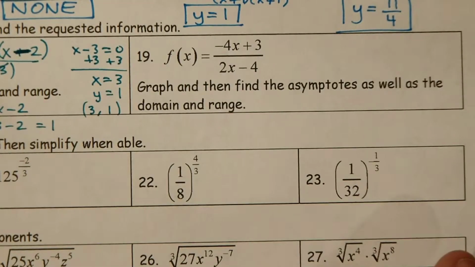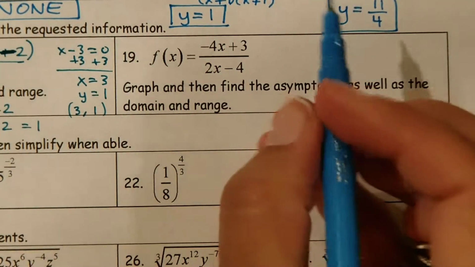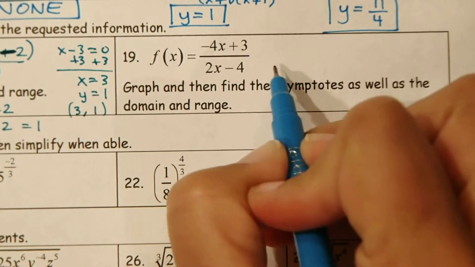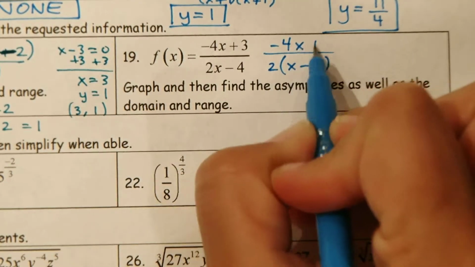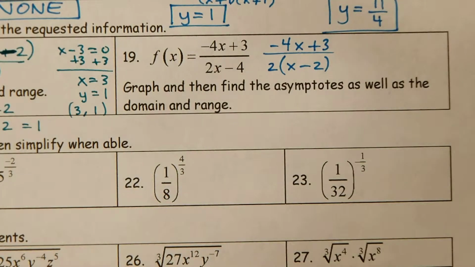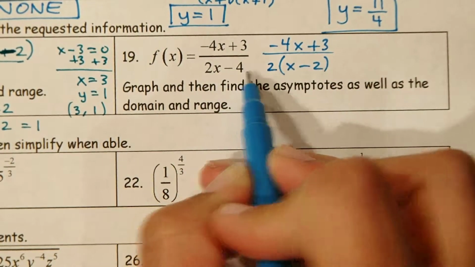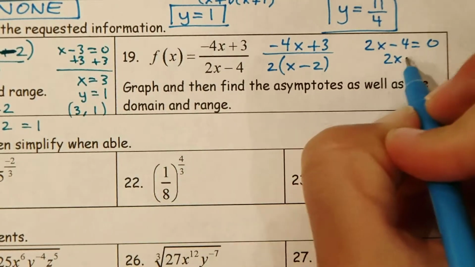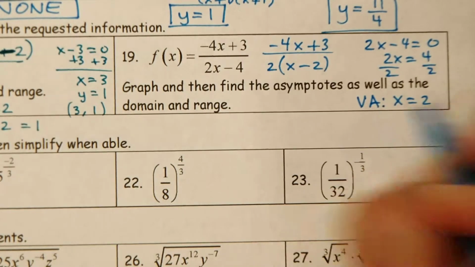Okay, now back to number 19. Graph and then find the asymptotes as well as the domain and range. I always like to factor just in case. So we can factor out a 2, x minus 2, but that's not going to do anything for us here. Where is our vertical asymptote going to be located? Well, it's where the denominator equals 0. So you can either set this 2x minus 4 equal to 0 or just x minus 2. You'll get the same thing. x equals 2 is the location of our vertical asymptote.